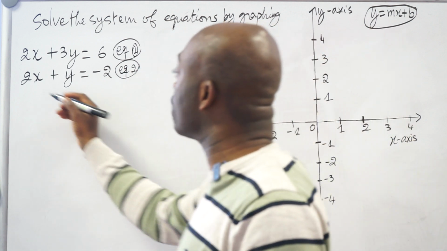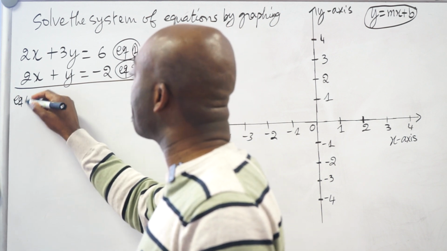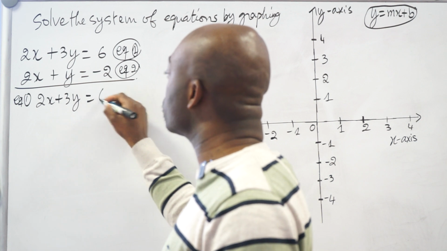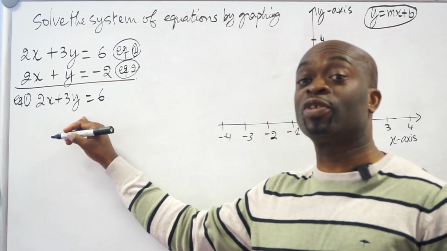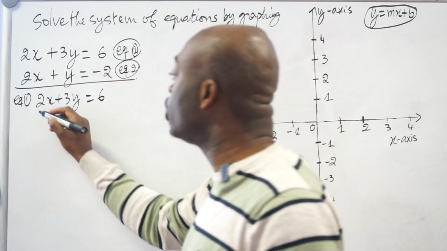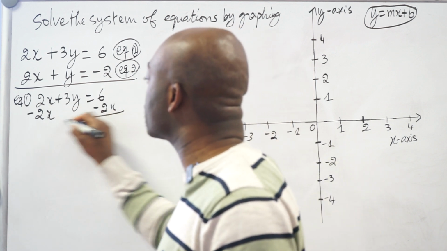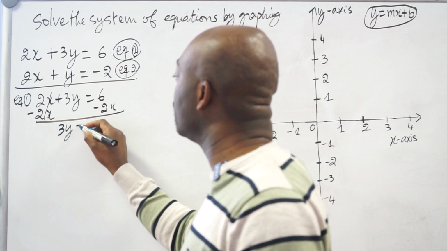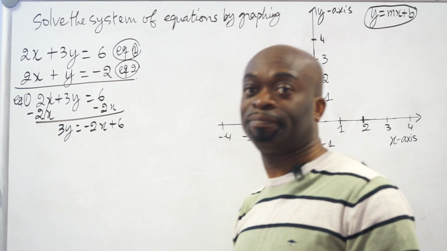So if we take equation one very quickly here, which is 2x plus 3y equals 6, that means we want to have y by itself. If we want y by itself, what do we need to cancel first? The 2x has got to go, right? So we have negative 2x, negative 2x. This is out. Then we end up with 3y equals negative 2x plus 6.